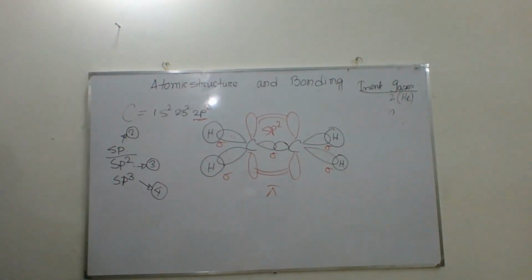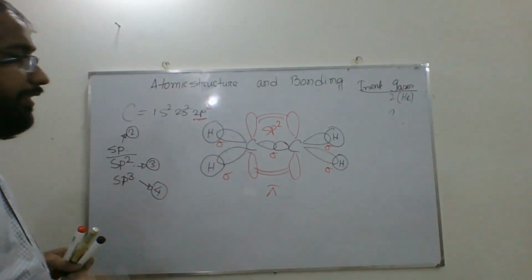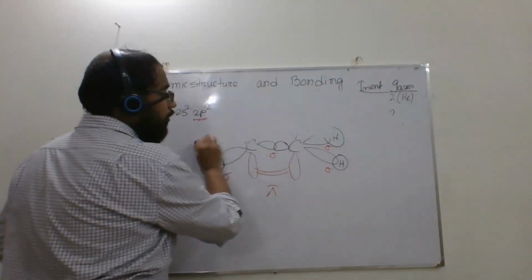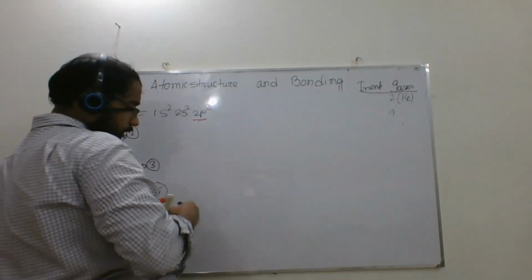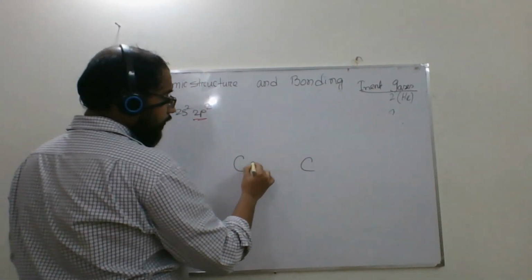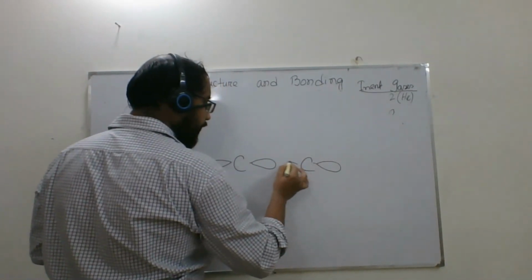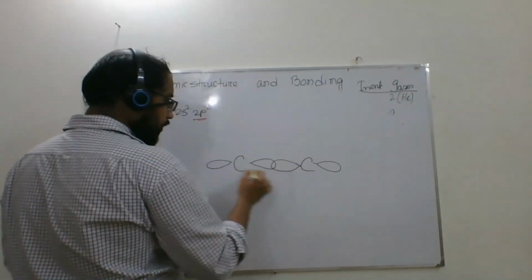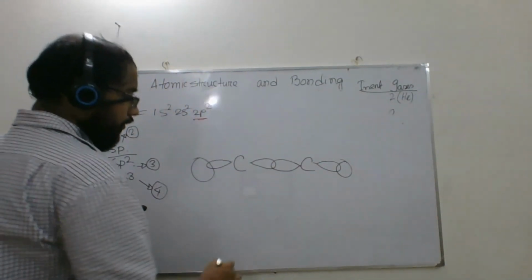Now the rest one is the sp. Now if it is sp, then only one s and one p, that means you have 2p left. Okay, now if we consider this carbon and carbon, they have only 2 hybrid orbitals. This is the carbon-carbon sigma bond, and this is with one hydrogen. Okay, so it is like that.